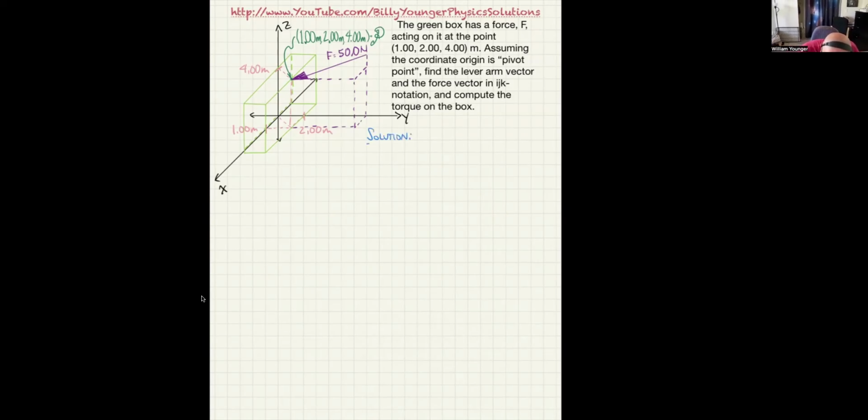Since I'm asked to find these vectors in IJK notation, it seems obvious that they're wanting us to compute the torque using the cross product. So I'm going to say torque is equal to R, the lever arm vector, crossed with F, the force vector. And I want to remind you that the force vector is technically not a vector whose components are in meters. It's not positions. But you can put it in such a coordinate system like I've done here and draw geometrically how it fits.